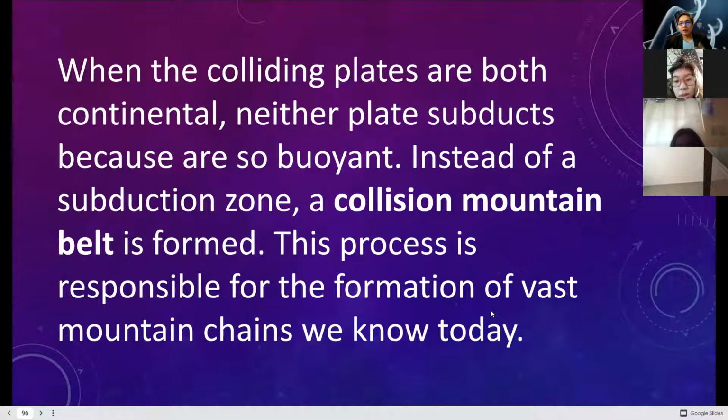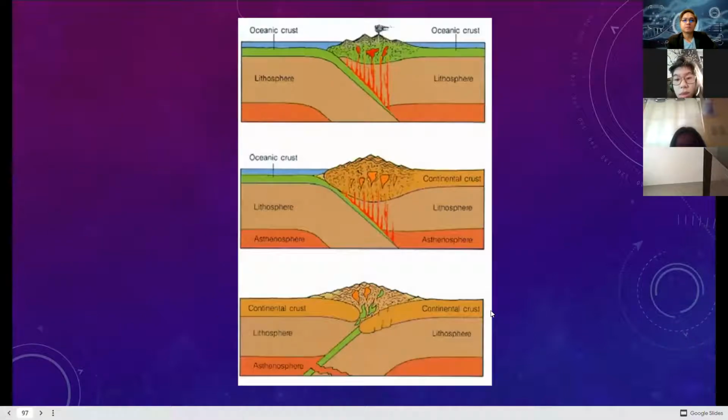You are now creating mountains. This process is responsible for the formation of the vast mountain chains we know today. Right? This is how your mountains are actually produced. Hence, here is the illustration. Okay, can you see the illustration? All right. If you have questions, please raise them in our class so that I can address your concerns.